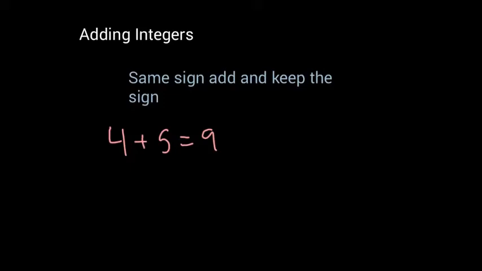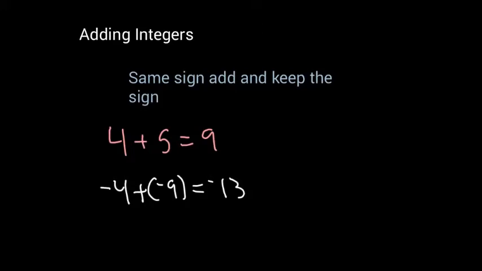So let's change those to negative. So let's say we have negative 4 plus negative 9. A lot of times you'll see the second number being negative in parentheses. That's just to show you that it's negative, so you don't think it's a plus minus or something like that. So negative 4 plus negative 9, we're just going to add like normal. 4 plus 9 is 13. And they're both negative, so I'm going to keep that negative sign.